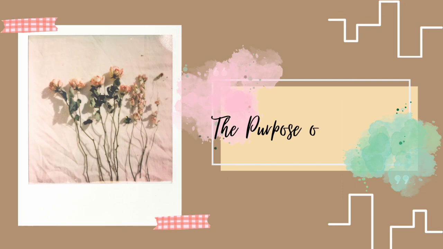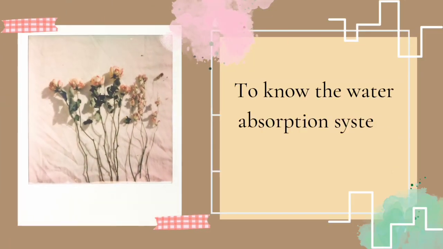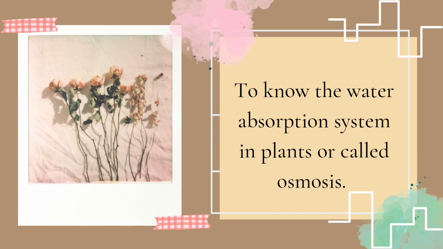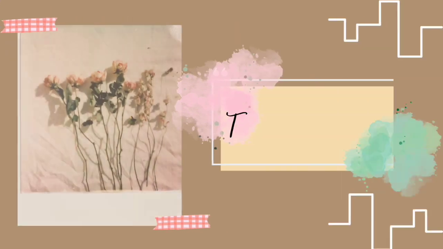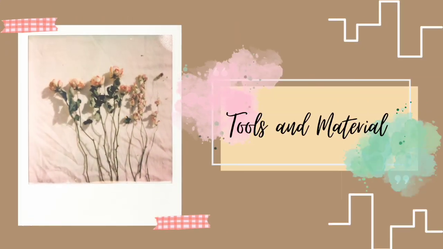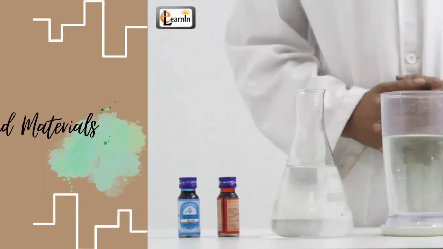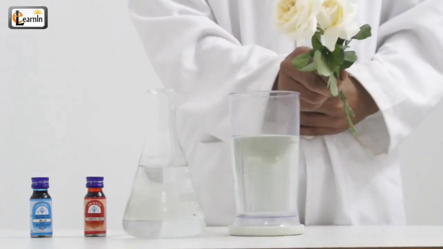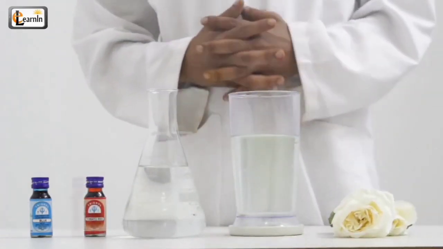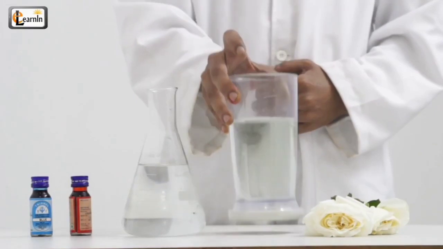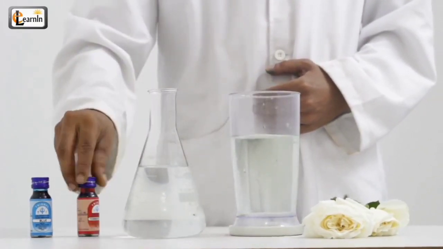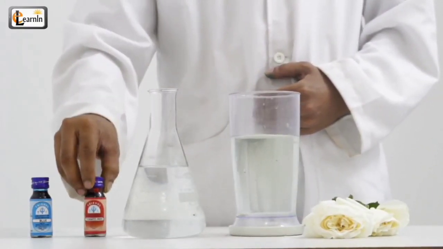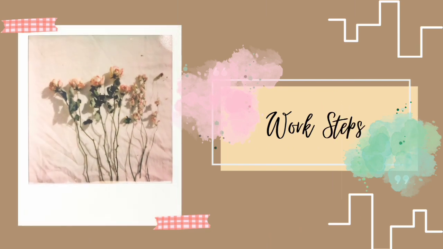Okay, the next is the purpose of this experiment. The purpose of this experiment is to know the water absorption system in plants, or called osmosis. And then the tools and materials needed in this practicum. There are 2 flowers with stalks and leaves, some water, and some food coloring. Next is the work step of this experiment.